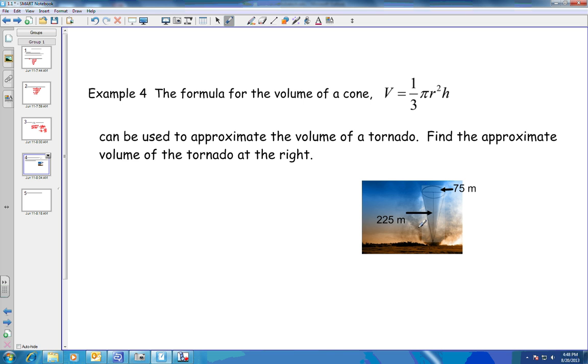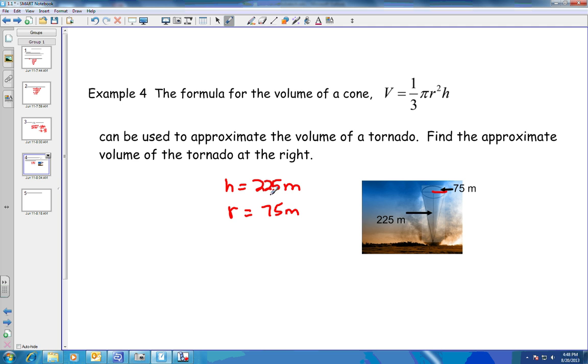All right, so here's my tornado. This line right here is telling me the height. The height of the tornado is 225 meters. My radius, okay, remember the radius starts in the middle of the circle and goes out, and they're saying that it's 75 meters long. Okay, so I'm going to write that down. My height is 225, and my radius is 75 meters.